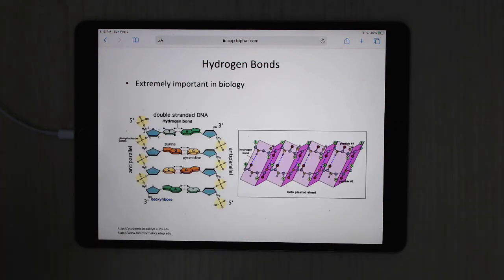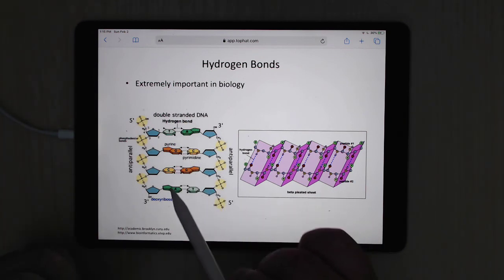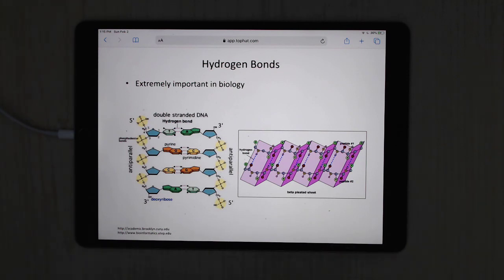And these are extremely important, not only dealing with water, but other biological systems, because it's hydrogen bonds that hold the base pairs of DNA and RNA together. Okay, it's this interaction between these two.